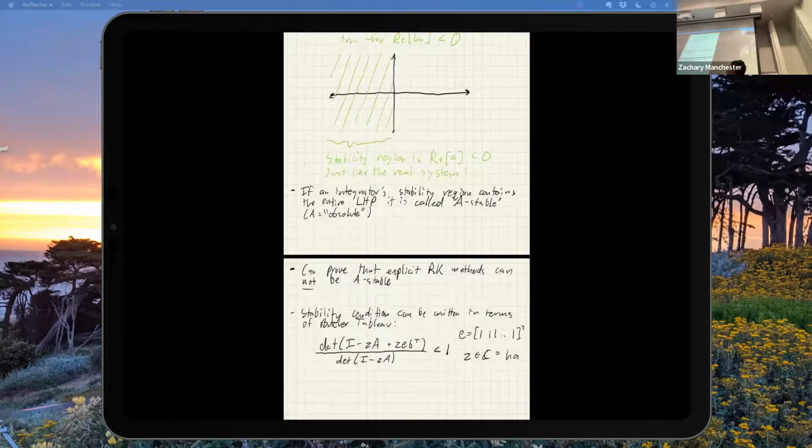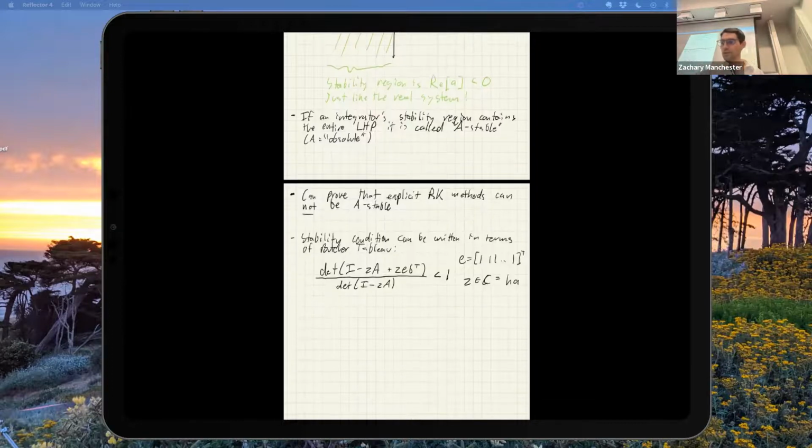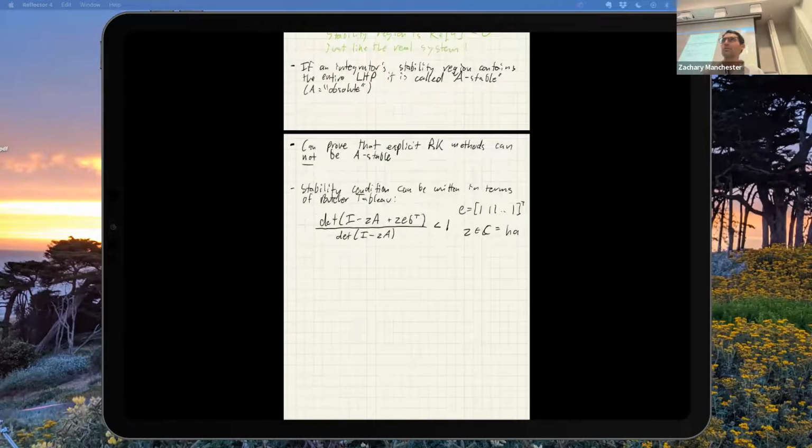So if we wanted to do this for RK4 or whatever, I wouldn't go through this exercise. I would plug in the Butcher tableau for RK4 here, and then plot level curves of this or something, so we could visualize the stability region for it. We could do that. Okay. Any questions about any of this stuff?